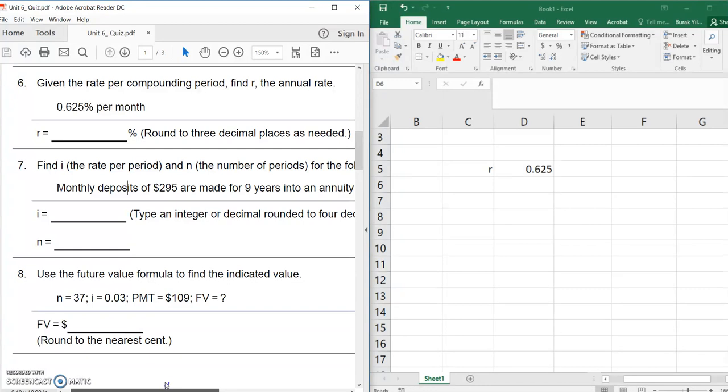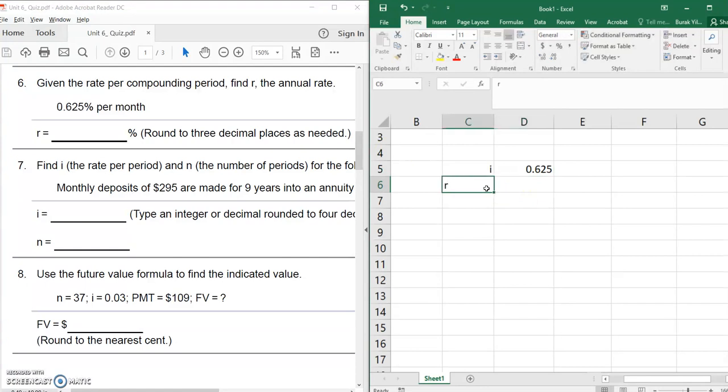Given the rate per compounding period, find R, the annual rate. So this is a really simple problem. The interest rate, I, is 0.625% per month, and you want to find the annual rate. So if this is per month, how many months are in a year? 12 months. So if you just multiply this by 12, you get the answer.